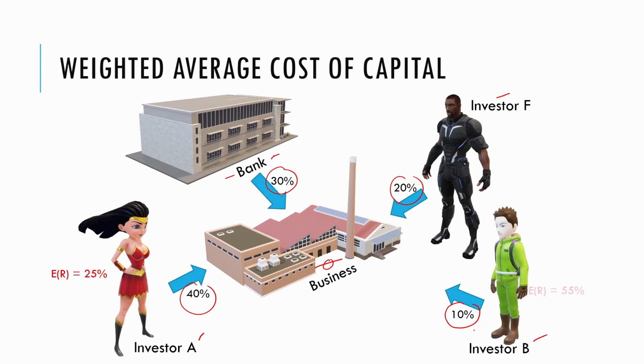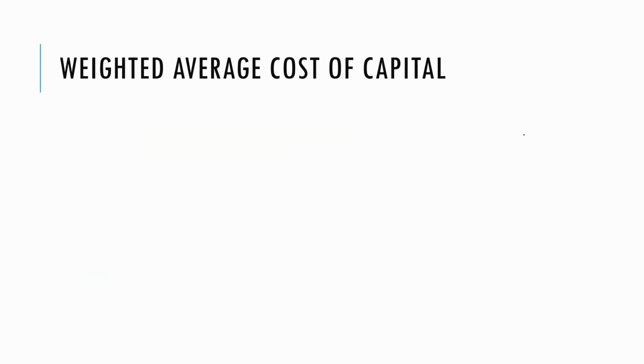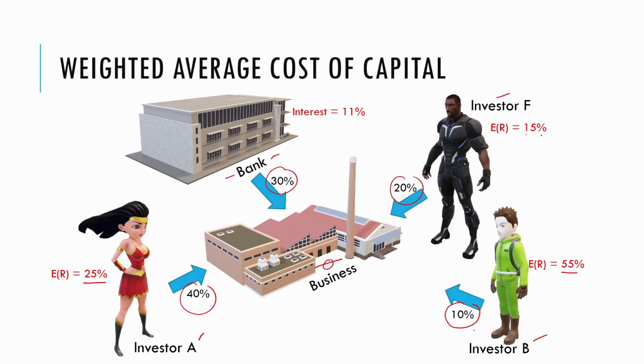And these red color numbers are the expected returns. So for example, investor A expects that she will get 20% of her capital invested. Similarly, this person, he expects that 55% return will be there. Then investor F is expecting that 15% of his capital will be the return. And finally, the bank does not have any expectation. It has a fixed interest rate, that is 11%.